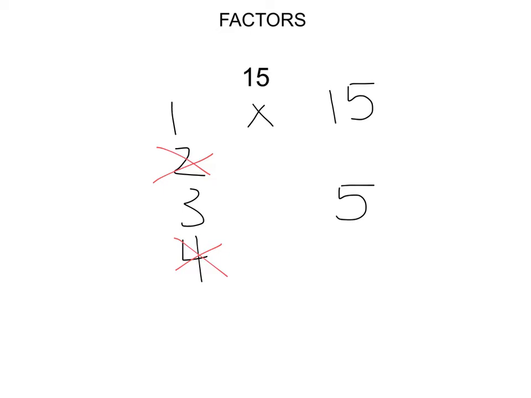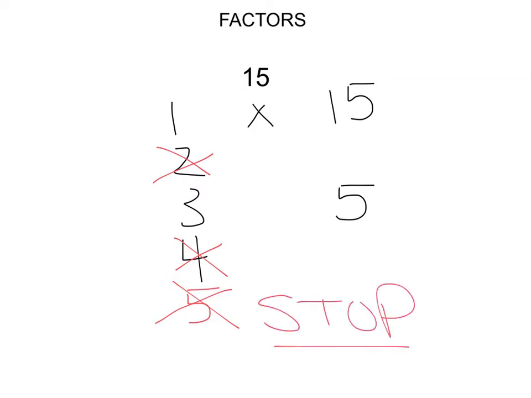And then we've reached the number 5. And since we already have 5, as you can see over here on our list, we don't need to have it twice. So we can stop. So I'm just going to write the word stop here. Stop. Once you hit any number that you already have in your list of factors, you have all the factors of the number.